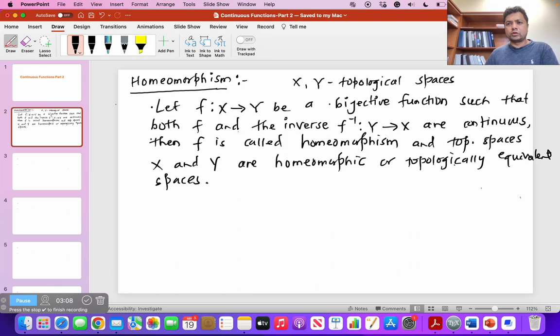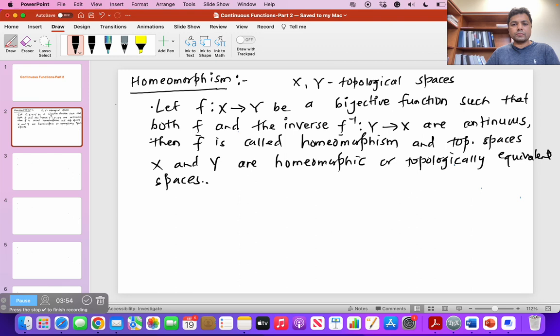Let's say X and Y are two topological spaces, then a bijective function from X to Y is called a homeomorphism if both f and the inverse are continuous. Since our function is bijective, the inverse exists. And if f is a homeomorphism between those two topological spaces, then X and Y are called homeomorphic. So if X and Y are homeomorphic, that means they are similar.